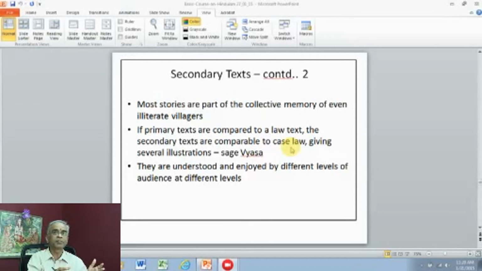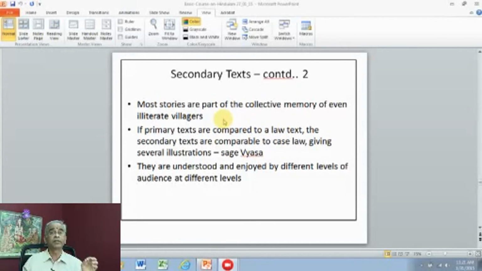So Veda is something like a law and Purana is something like a case law, giving illustrations of how Harishchandra stood for truth, how Ambarisha was a great devotee, and how Shibi or Karna was known for his quality of charity. All these stories are told to children, and they get assimilated in our brain. That is why all these stories are part of the collective memory of even the illiterate villagers.